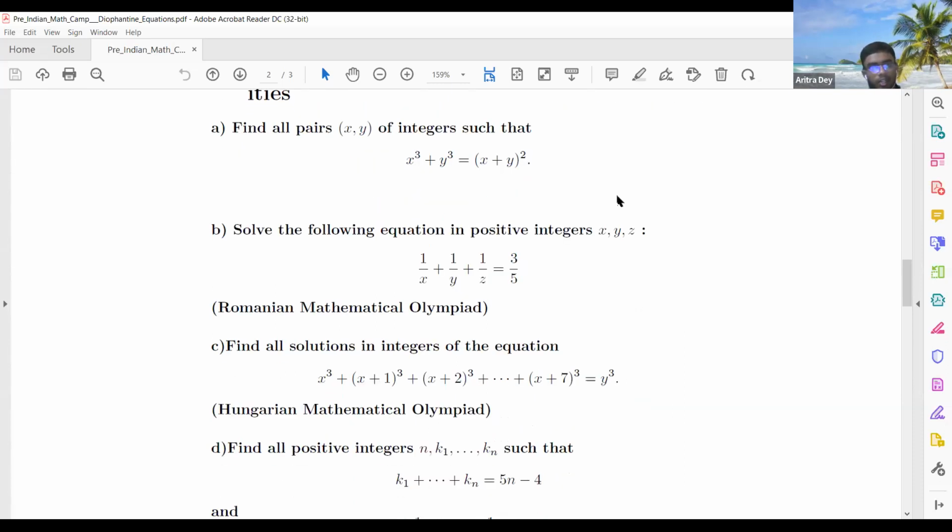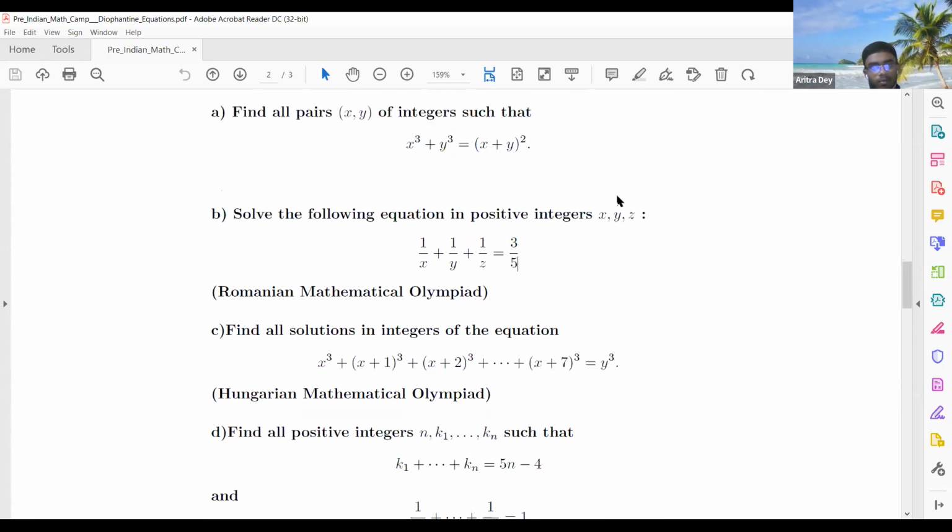Another particular thing is this type of problem, when you need to solve 1 by x plus 1 by y plus 1 by z equal to 3 by 5. How to proceed with this type of problem?